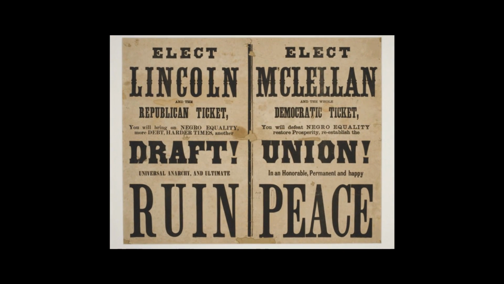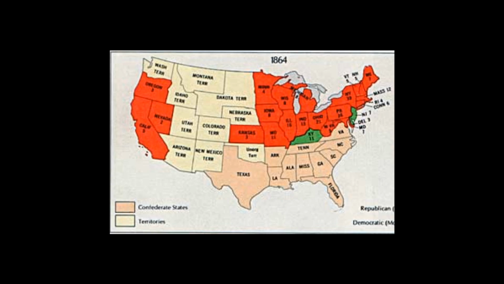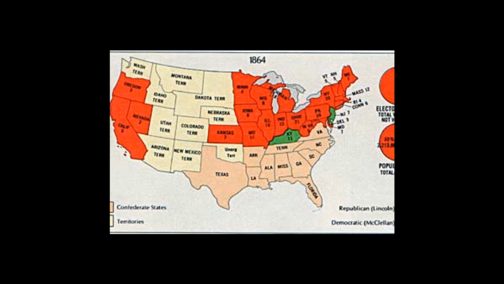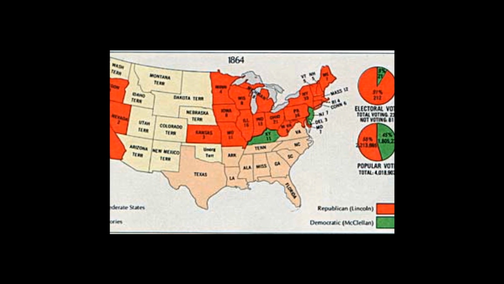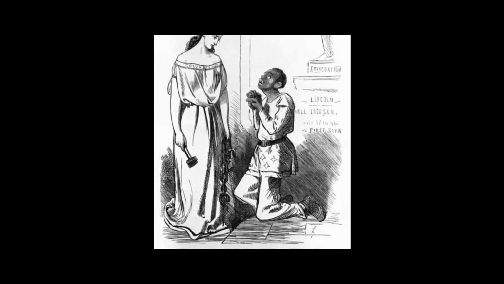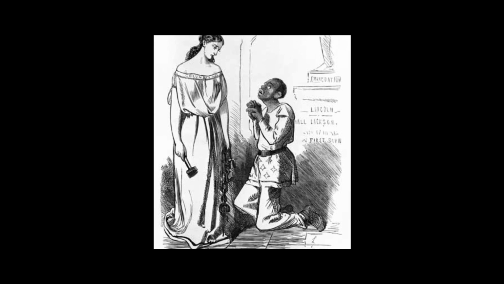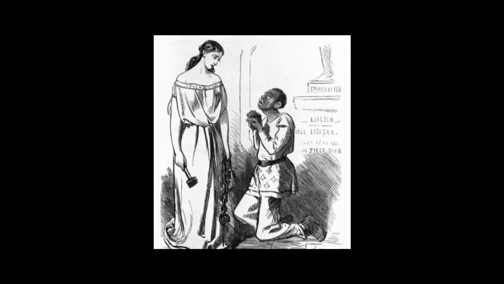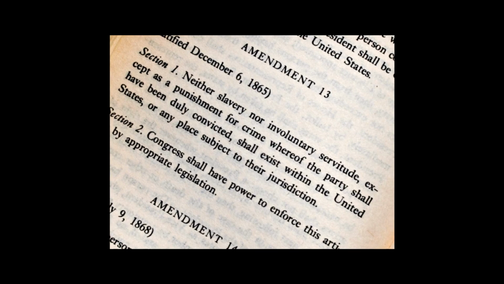During the 1864 election, Lincoln was re-elected, mainly due to the fact that the Southern states' votes did not count due to their secession. Formally abolishing slavery in the United States, the 13th Amendment was passed by Congress on January 31st of 1865 and ratified by the states on December 6, 1865.